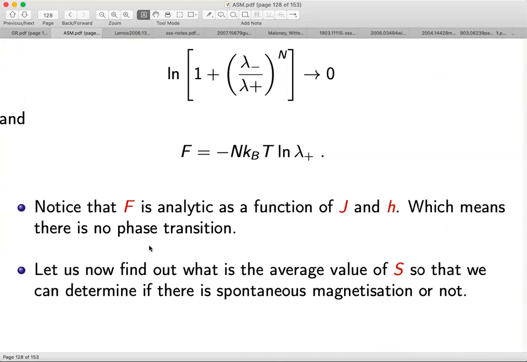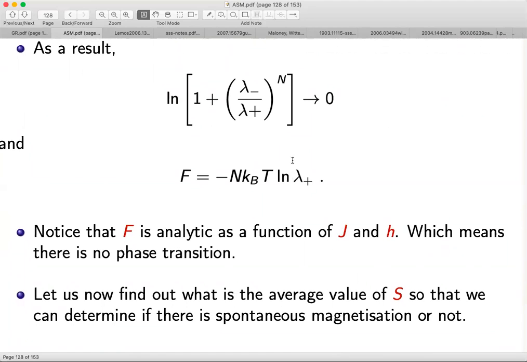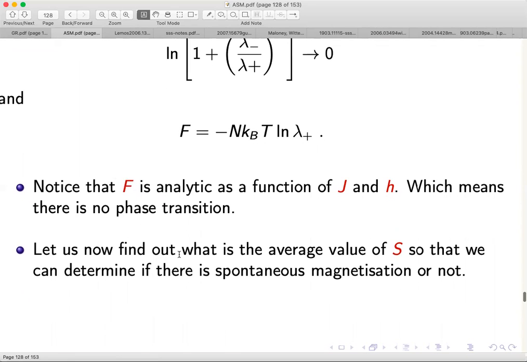Since lambda plus is a function of J, H, and beta, and it is always positive definite, F is actually analytic. No non-analytic behavior is developed at any temperature except probably at beta equals infinity, that is zero temperature. So therefore there is no realistic phase transition at any finite temperature in the system.